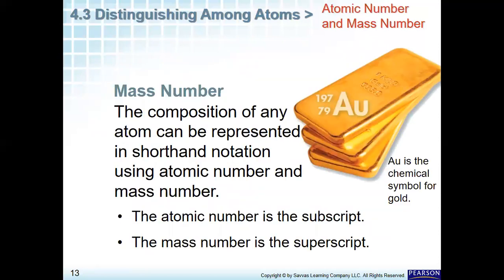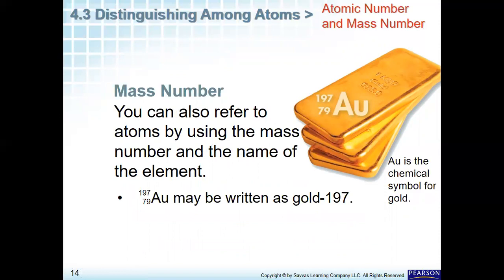And also, the composition of any atom can be represented in shorthand notation using atomic number and mass number. Like you can see here for gold, guys, the subscript will be the atomic number and the superscript will be the mass number. And you will always get the mass number more than the atomic number. So the atomic number will be subscript and the mass number will be superscript. If you don't know what subscript and superscript are, subscript means it will be down, superscript must be up here.